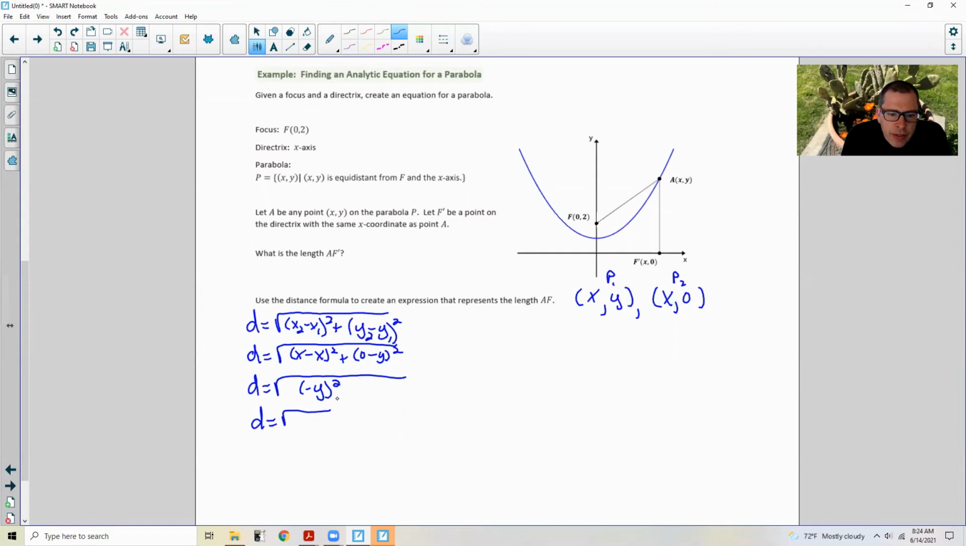Well, negative y squared is going to be y squared when you take it out of the parentheses. Negative y times a negative y is y, and it's squared. And the square root of y squared is simply y. So the distance from here to here is our y value.